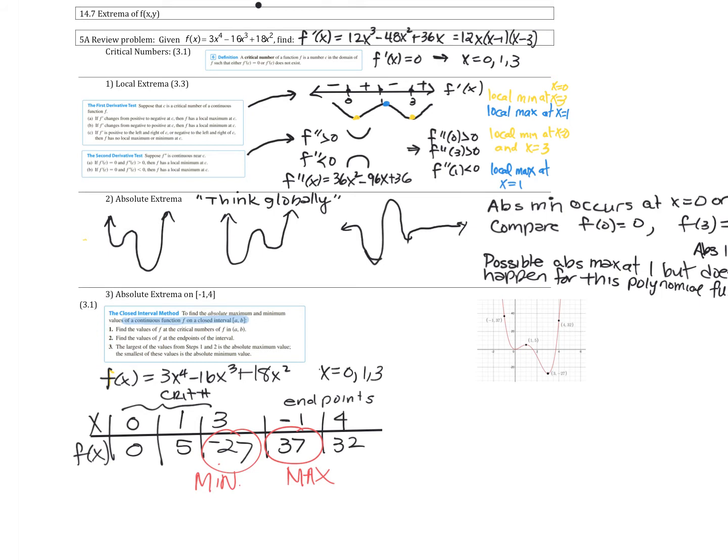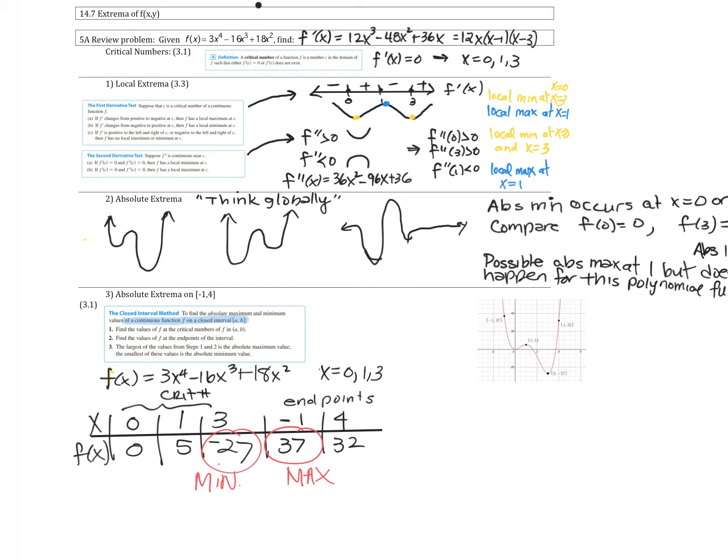The reason it works is because by the extreme value theorem, if you have f that's continuous on a closed interval, that guarantees that you will have an absolute max and an absolute min. And the only place that those can occur are at critical numbers or at endpoints. So if you know there's a max and it's got to be at one of these places, and you know there's a min and it's got to be at one of those places, you just find the biggest and the smallest.